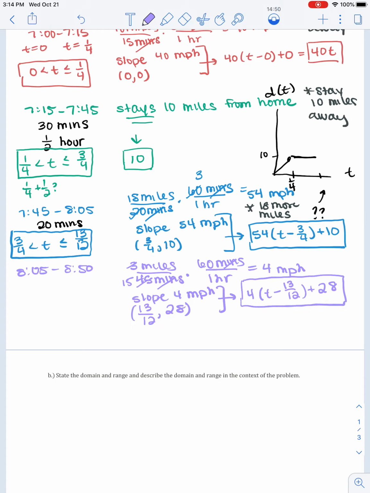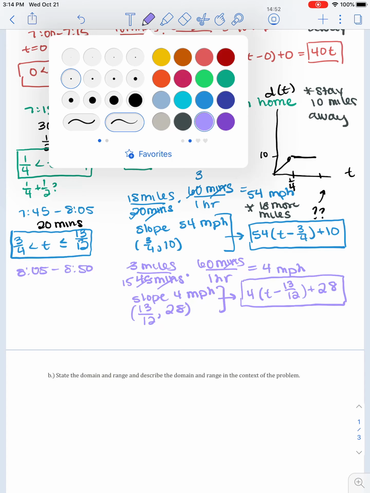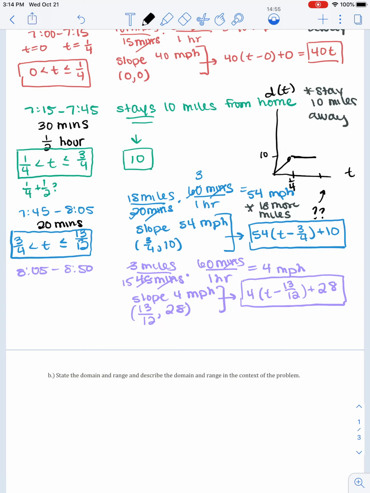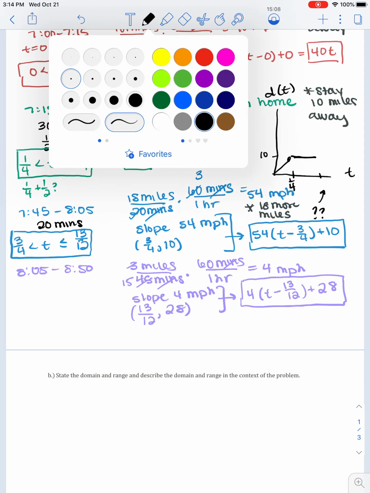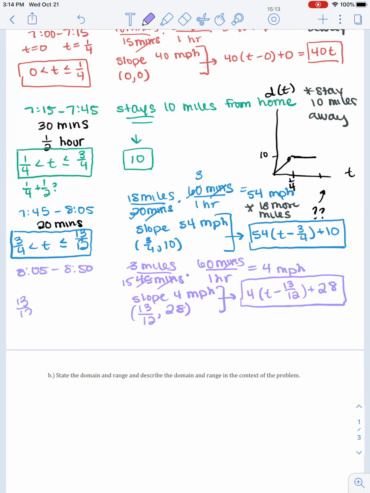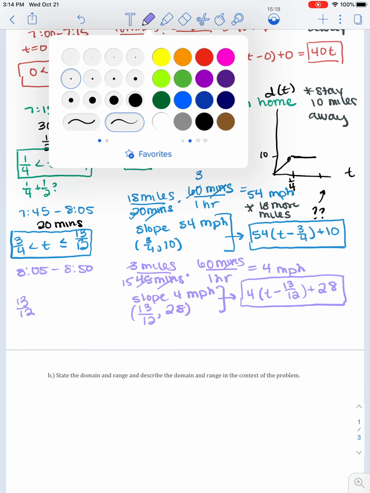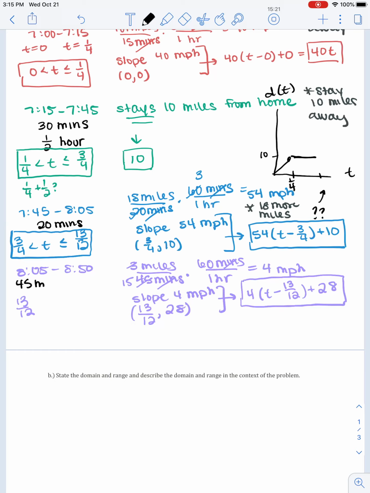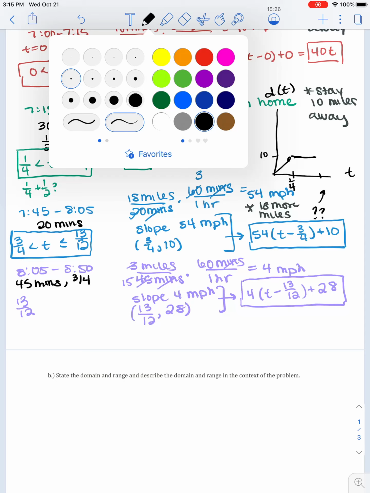Okay, and then lastly, we have to figure out, well, what t-values is this function defined for? For what values of t is Martin jogging? So 8:05 corresponded with the t-value of 13/12. So let me kind of stay consistent with how I've been doing this. 8:05 again, that was your 13/12. And then 45 minutes later, or 3/4 of an hour later, Martin has made it to school.